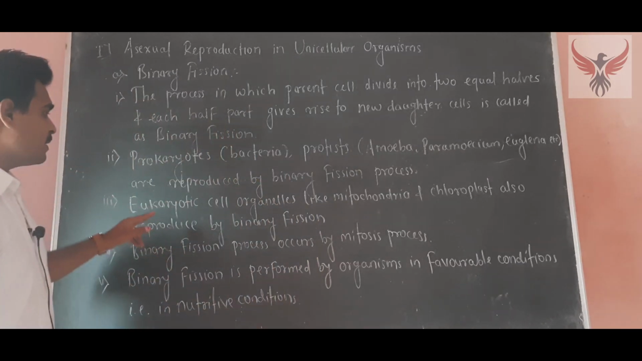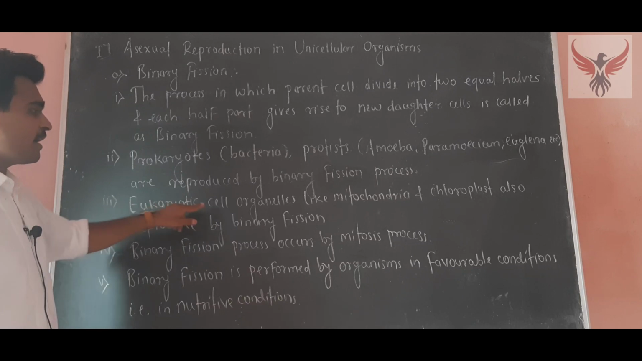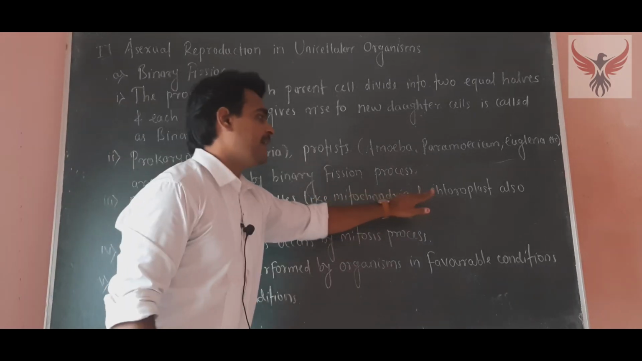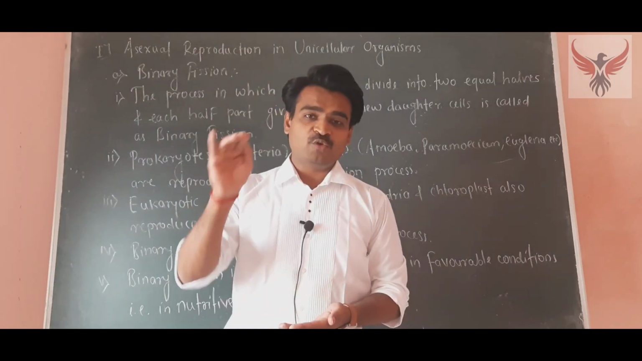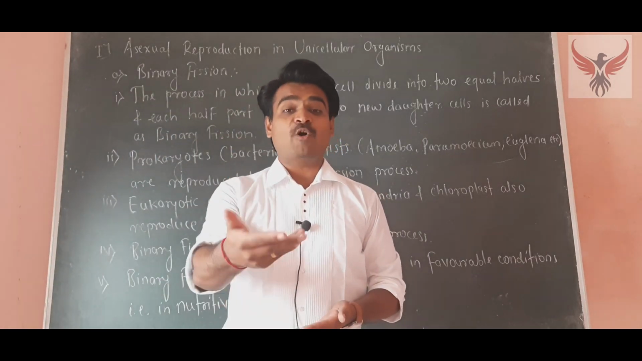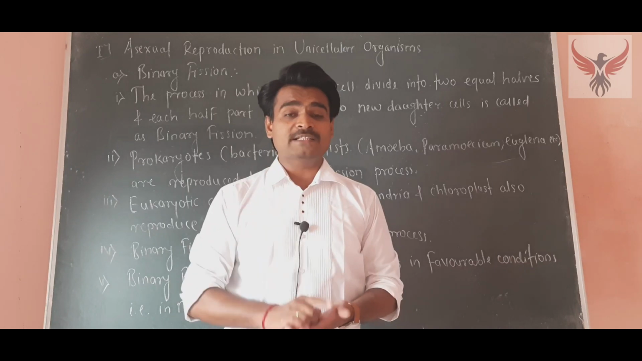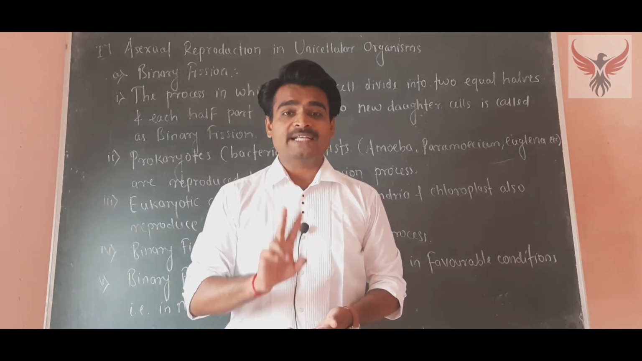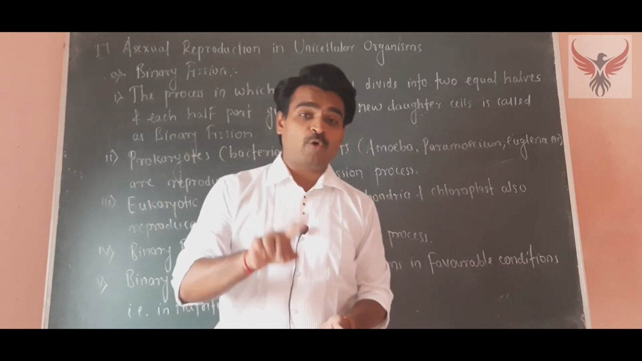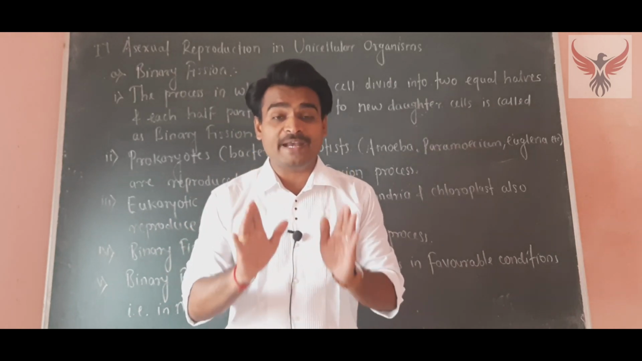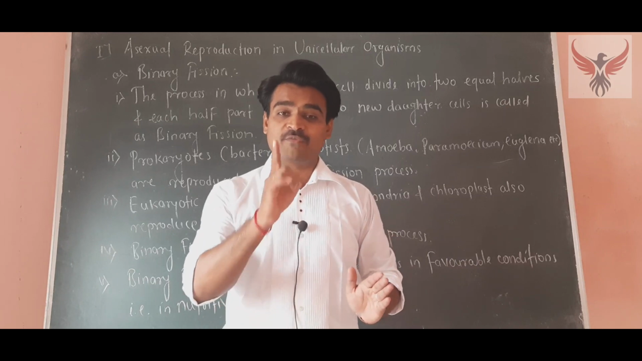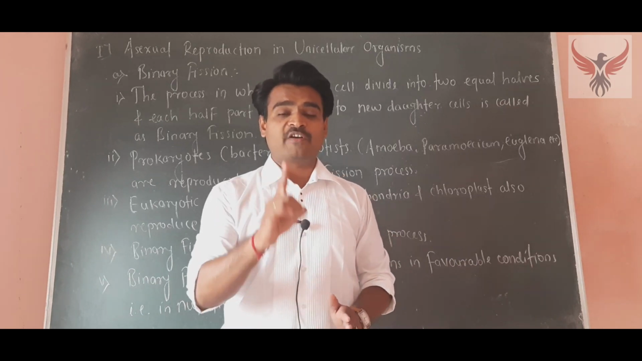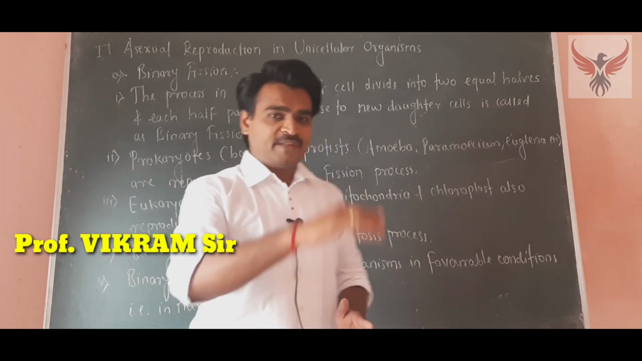The third point here is that eukaryotic cell organelles like mitochondria and chloroplast also reproduce by the binary fission process. Inside the eukaryotic cell, various cell organelles are present. Among them, mitochondria and chloroplast both divide by binary fission. So this is a very important point in case of eukaryotic cell organelles.